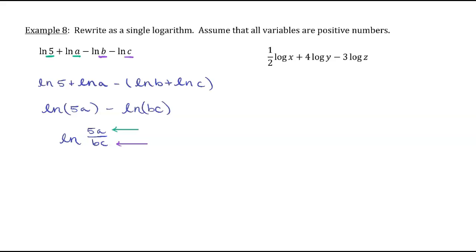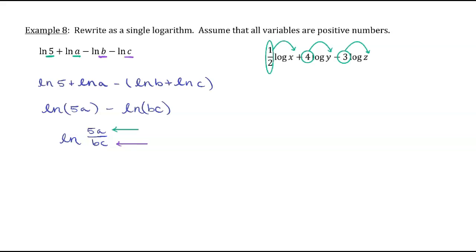Before we can use the product and quotient rules to combine these logarithms as a single logarithm, we must first use the power rule. We need to move 1/2 from being a multiplier to an exponent. We need to move the 4 from being a multiplier to being an exponent, and we must move the 3 from being a multiplier to being an exponent of z.